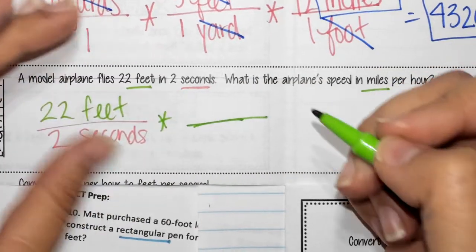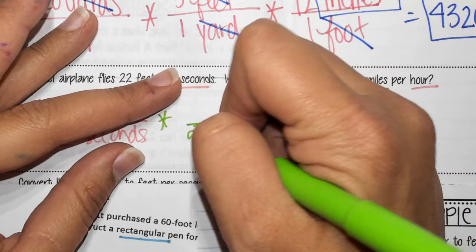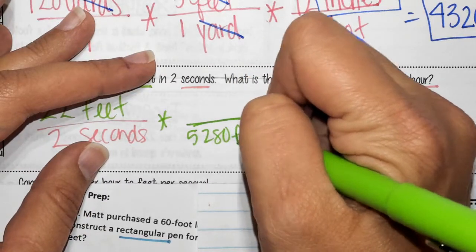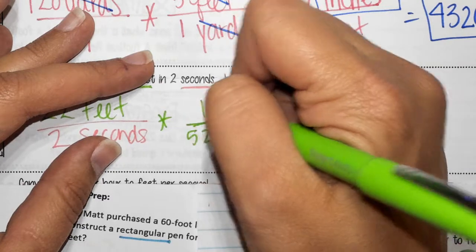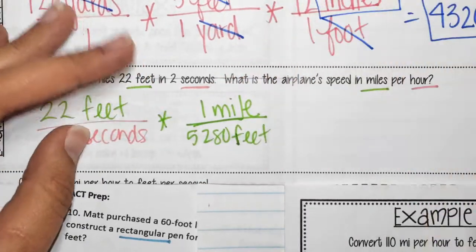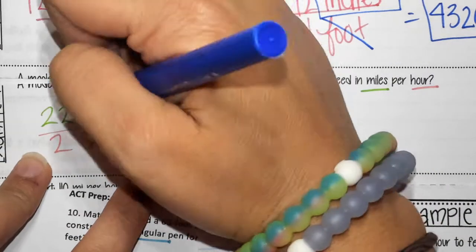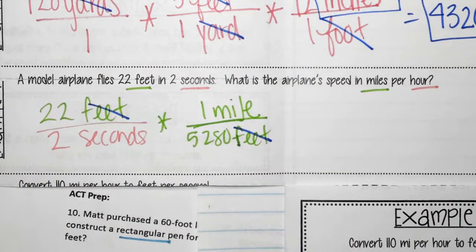Do y'all know how many feet are in a mile? No. 5,280. So we're going from feet to miles. And that's what I did. I got rid of my feet, I converted it, there's miles left on top.